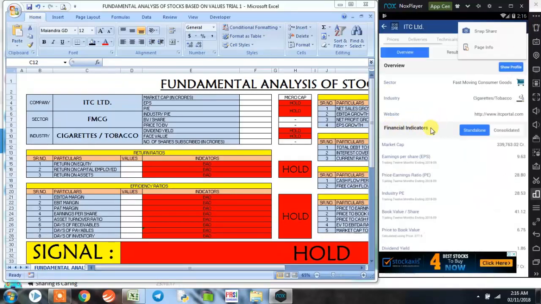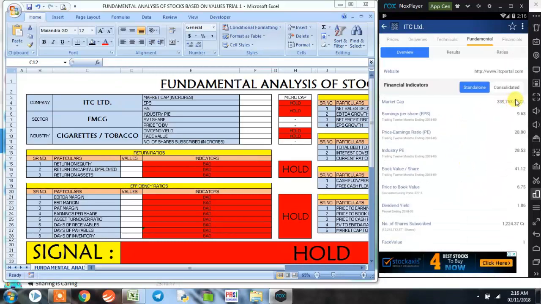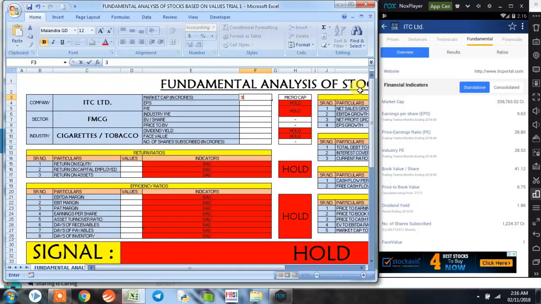Now let's come to the financial indicators and use these values in our Excel program. So first is market cap, which is 3,39,763.02 crores. Clearly a large cap company. The earning per share is 9.63. Price to earning ratio is 28.8. Industry PE is 28.53. Book value per share is 41.12. Price to book value is 6.75. Dividend yield is 1.86. Face value is 1 and number of shares subscribed is 1224.37 crores.